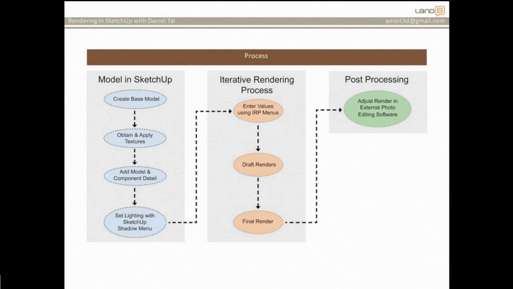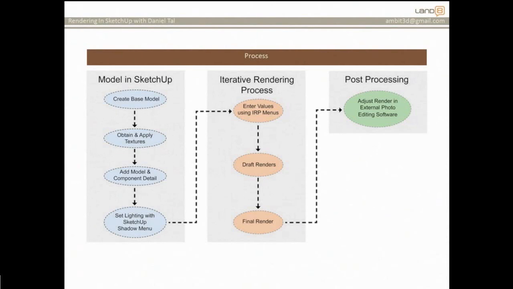I'm all about process. Process is really the key to everything that we're doing as landscape architects anyway, and rendering is no different. So you model in SketchUp. You create your base model. We're going to talk about that. You're going to obtain and apply texture images to it. You're going to add and control the model detail, and then you're going to set the lighting up in SketchUp. What I mean by set lighting is we're just going to use the SketchUp shadow menu to determine how lighting works. Then I talk about an iterative rendering process.